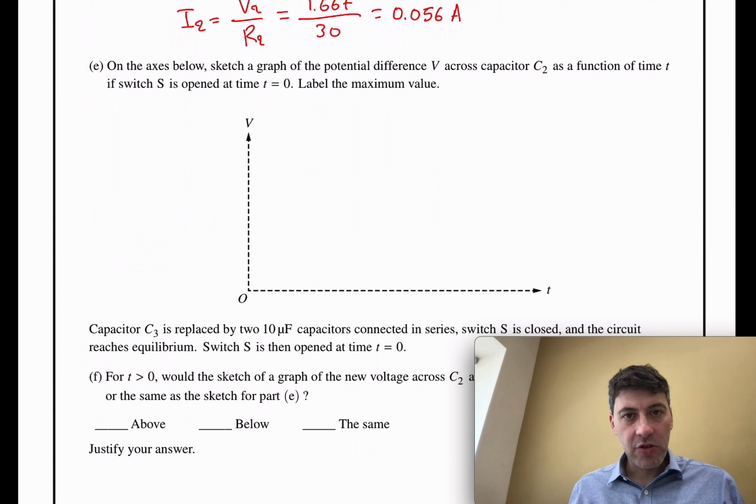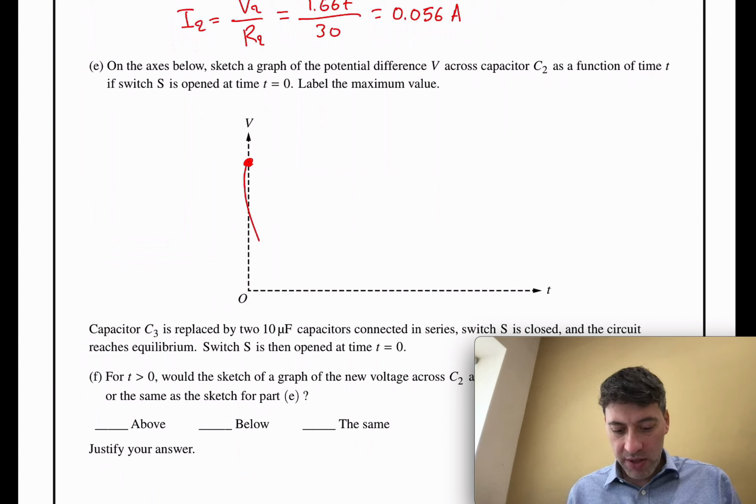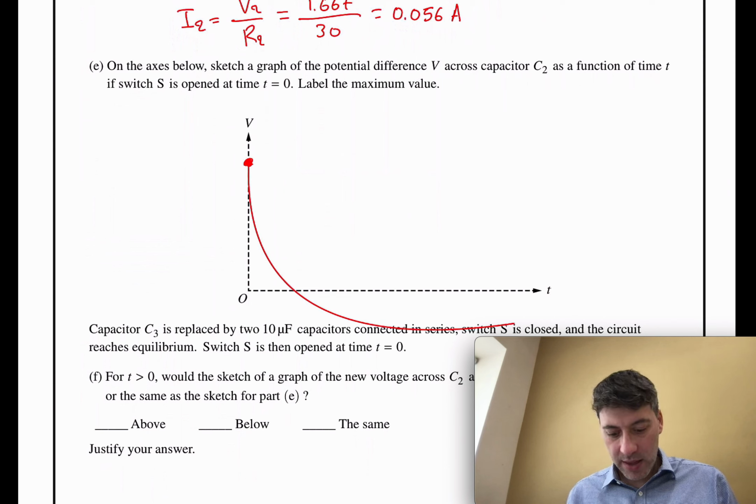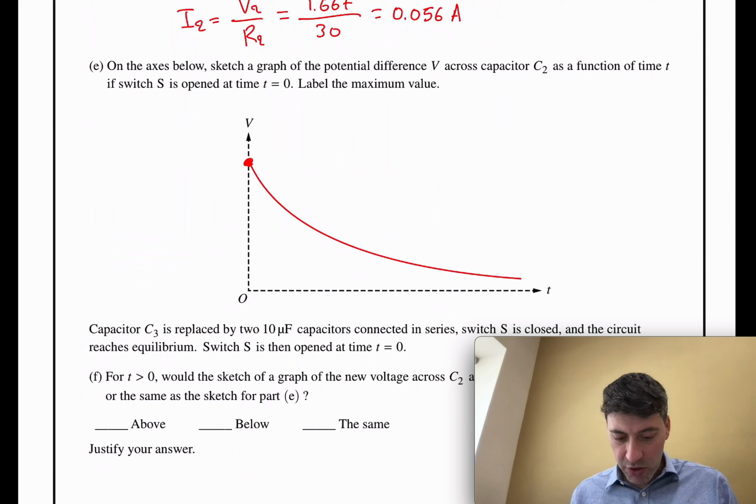And later we need to sketch a graph for the potential difference of the capacitor 2 after we open the switch. So the capacitor is discharging, so the potential difference will be decreasing. Less charge will lead to less voltage, so it will decrease exponentially. However, we need to label the maximum value. This might give us a little bit of trouble.